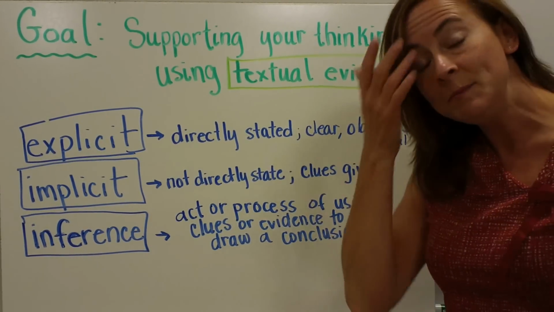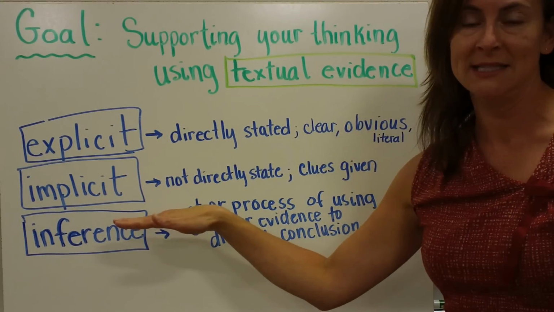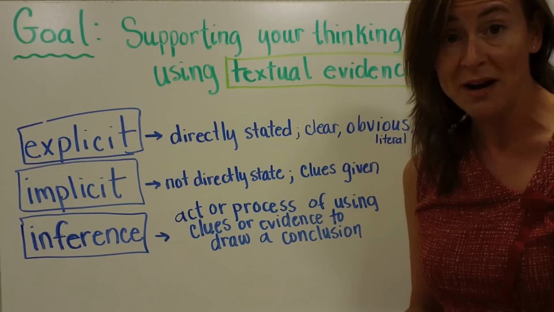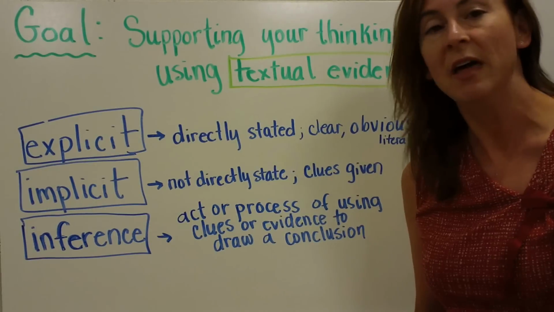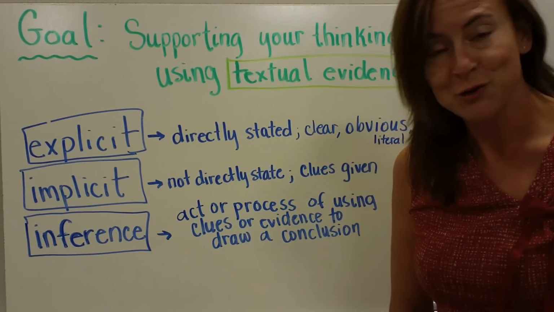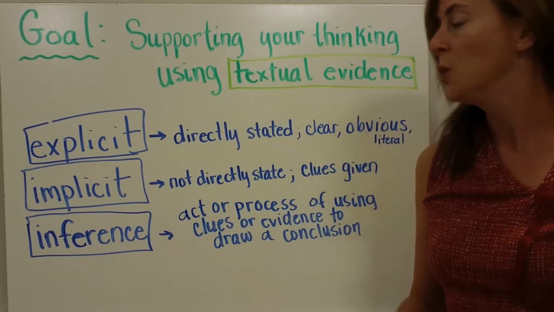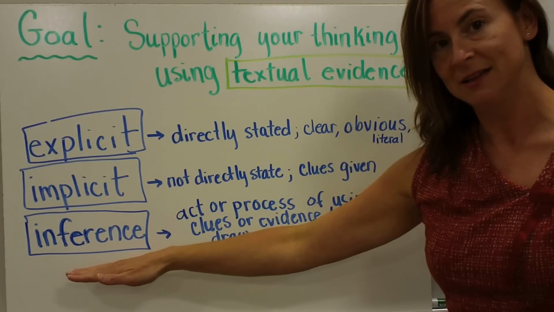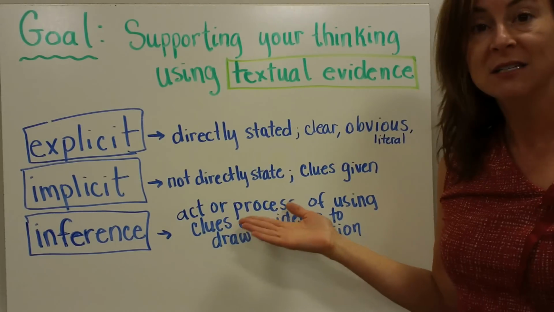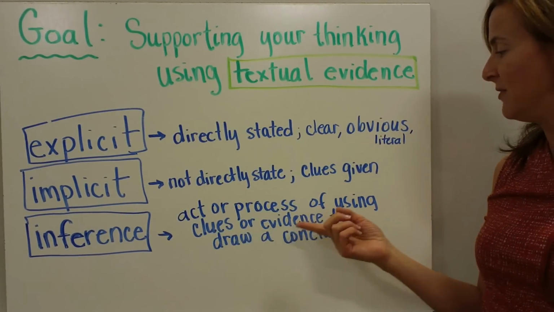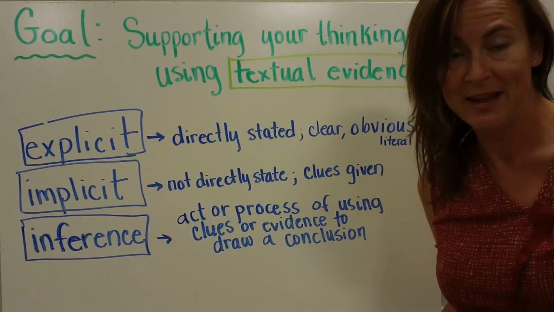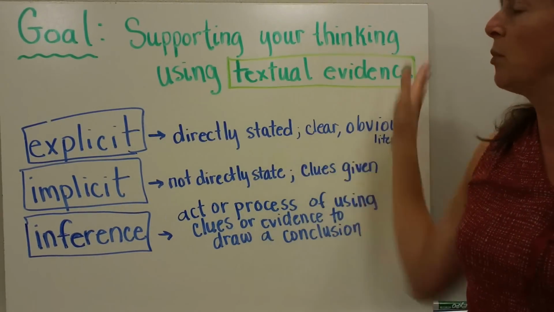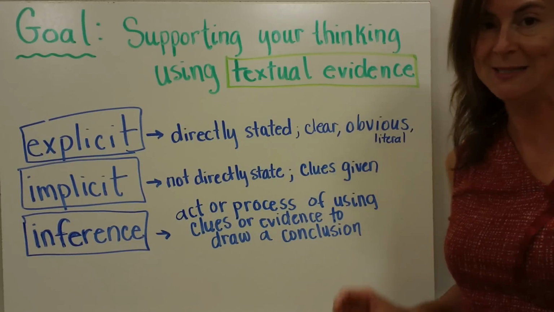The opposite of that is implicit. Implicit means that something written down is not directly stated. However, when an author writes implicitly, clues are given so that the reader can figure out what the author is trying to say. When an author writes implicitly, the reader has to draw inferences. And an inference is the act or process of using clues or evidence to draw a conclusion. So let's take a look at these 3 terms and the idea of supporting your thinking using textual evidence.